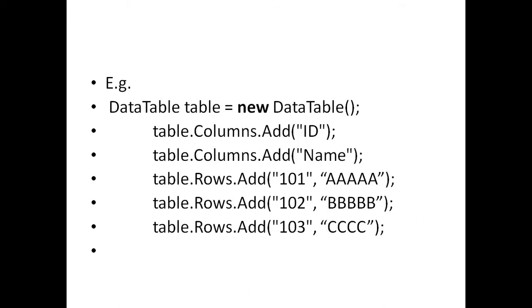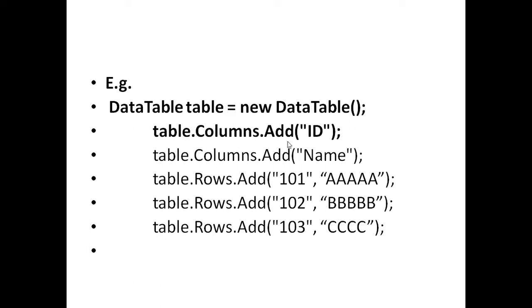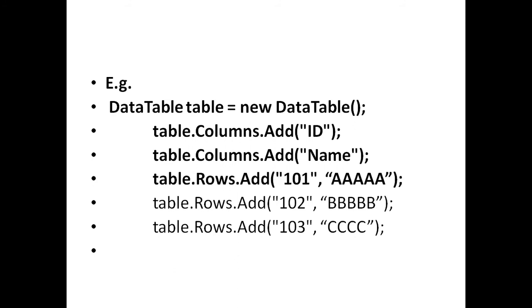For example, here we will create a table object for our data table. So we will define DataTable equal to new DataTable. And in this table object we will add the columns, and after that we will add the rows.